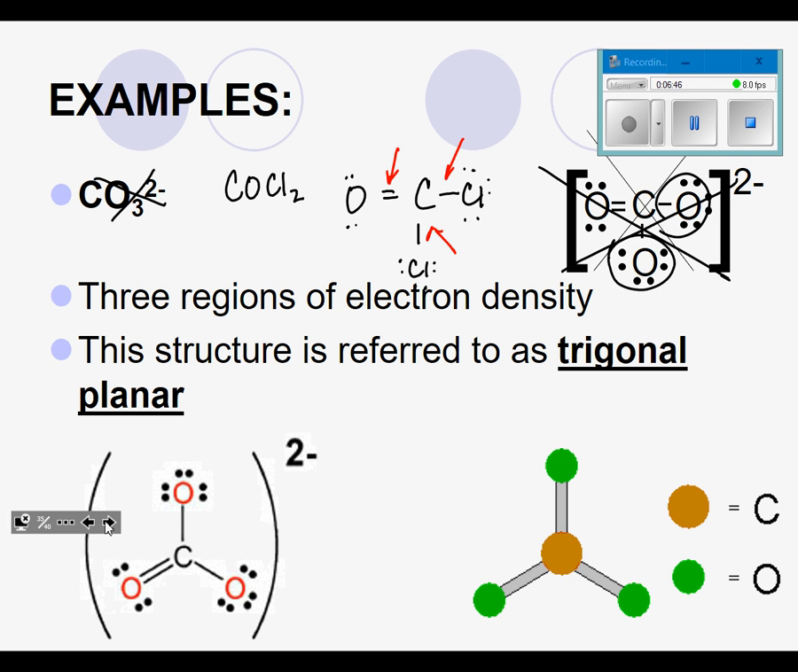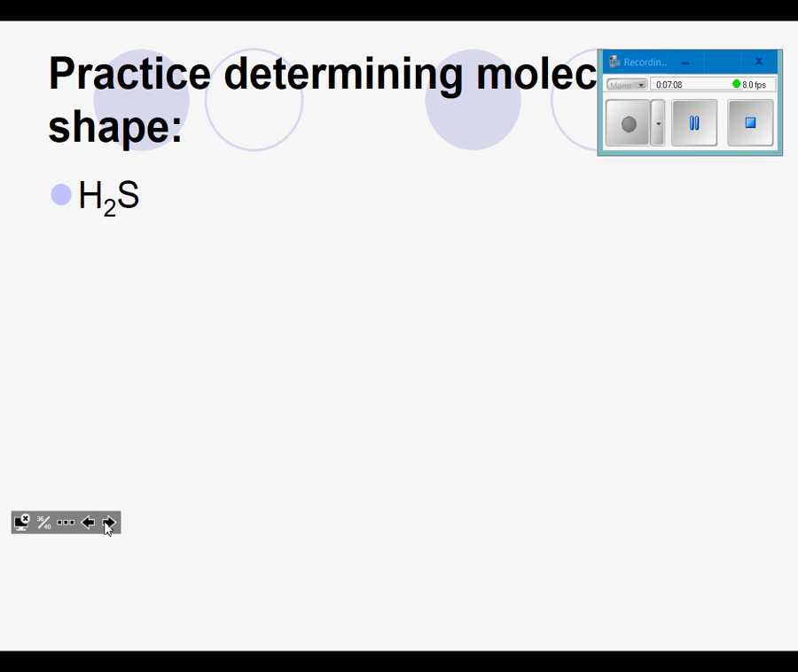But this is going to be a little bit different than the tetrahedral in the fact that we only have three elements bonded to the central atom, but there are no lone pairs. Whereas on the pyramidal, we had three bonded and one lone pair. So you just have to pay attention to how many elements are bonded to your central atom and how many lone pairs there are. So let's practice.